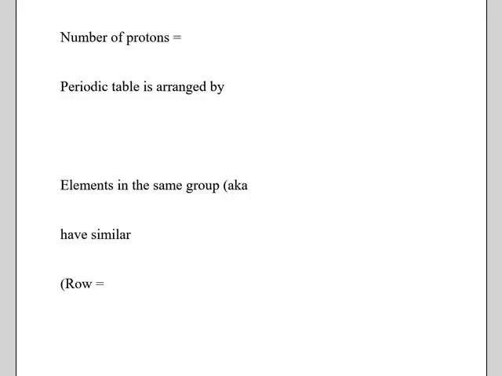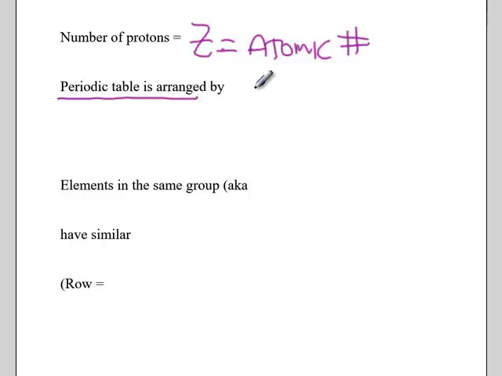So we know every atom is made up of three particles: protons, neutrons, and electrons. The number of protons is an important characteristic. We're going to abbreviate that with a capital Z, and we're going to call that the atomic number. One of the reasons that's important is that's how the periodic table is arranged. The periodic table is arranged by increasing atomic number.